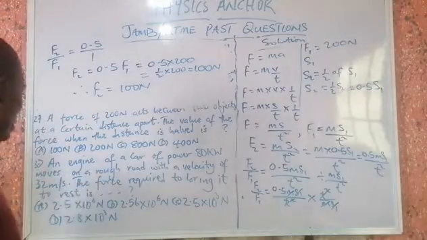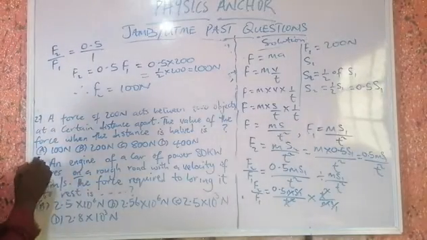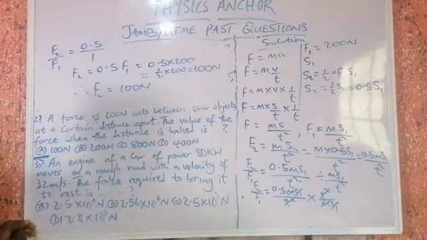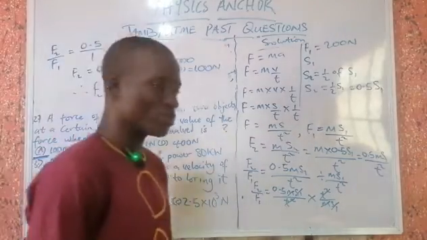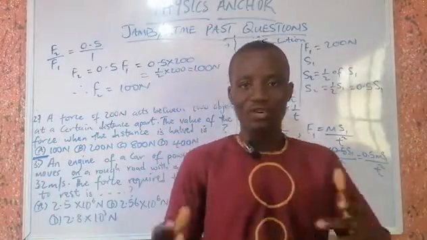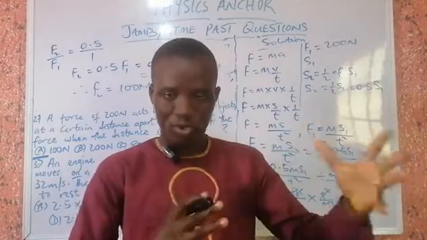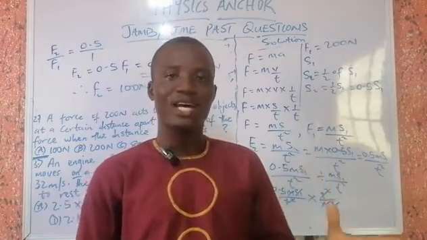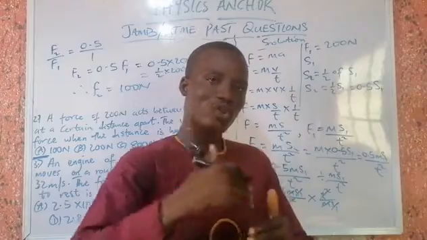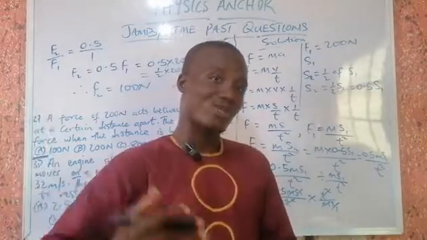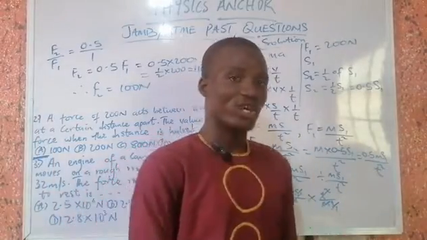And then we have 100 Newton. So let's check the options. So A, 100 Newton. So we have our answer already. A is the correct option. Okay, this is how you go about questions like this. You have to compare the formulas, and then you try as much as possible to cut out the constant, so that you can have the clear ratio that you are looking for.